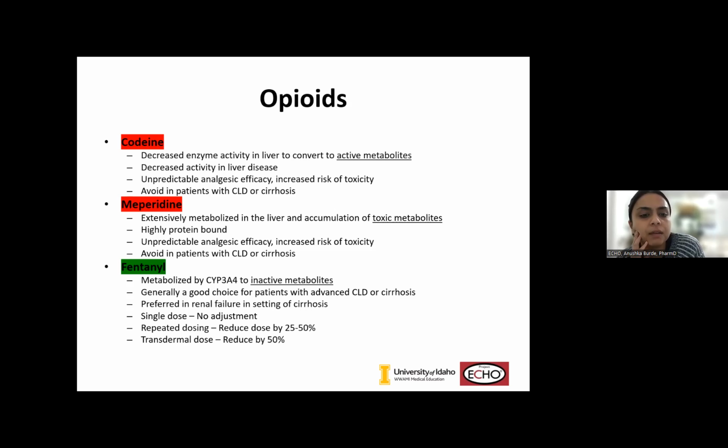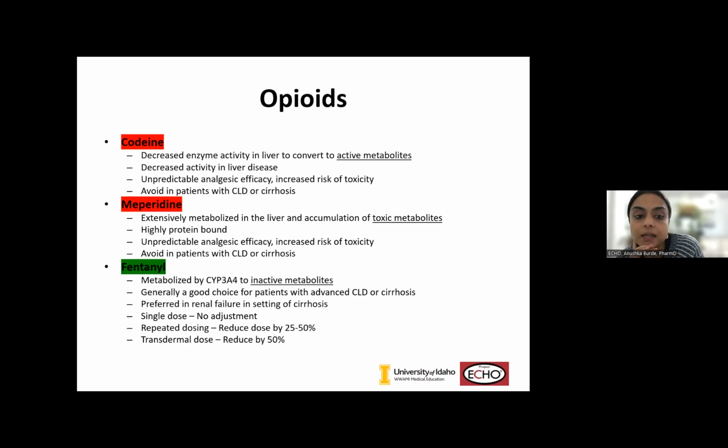And then meperidine, which I don't see very often in practice, but sometimes, however, it is extensively metabolized in the liver and actually can cause accumulation of pretty toxic metabolites. Again, it's highly protein bound. And as you remember, the levels of plasma proteins are pretty low in somebody who has cirrhosis, which is why the fraction of the unbound drug is much higher in these patients. Again, there is unpredictable analgesic efficacy, and then there is increased risk of toxicity. So you want to probably also avoid this medication in somebody who has chronic liver disease.